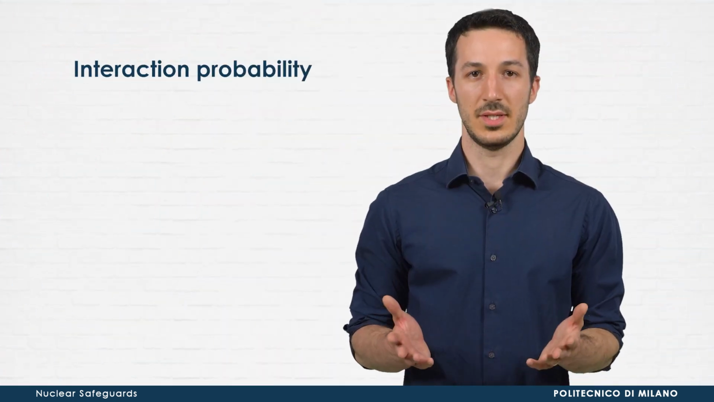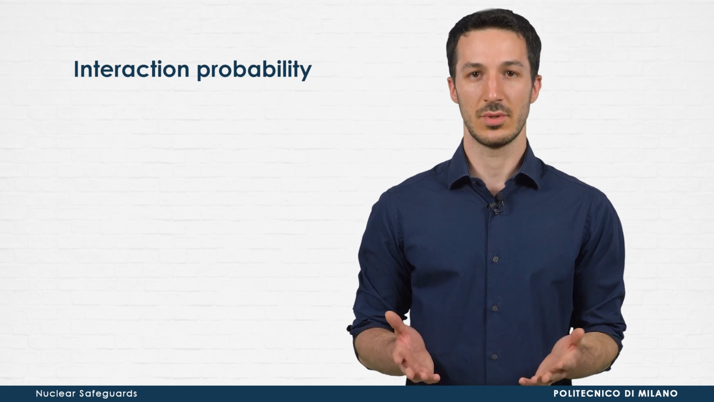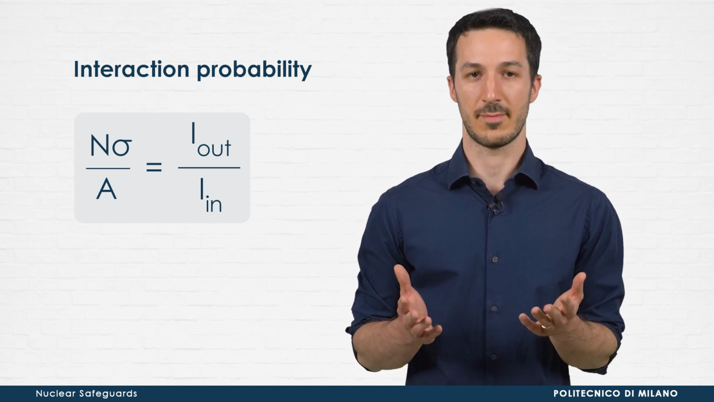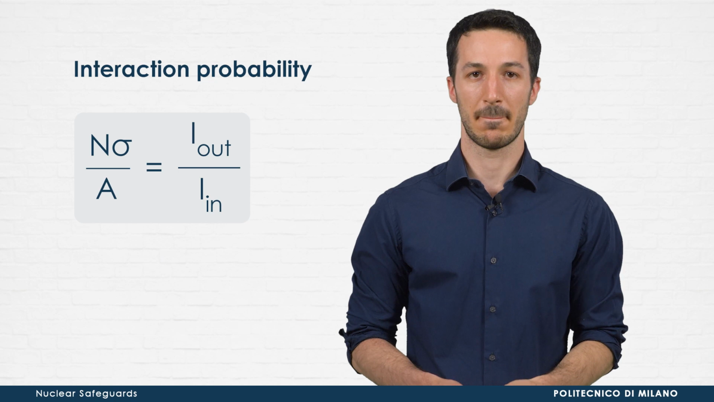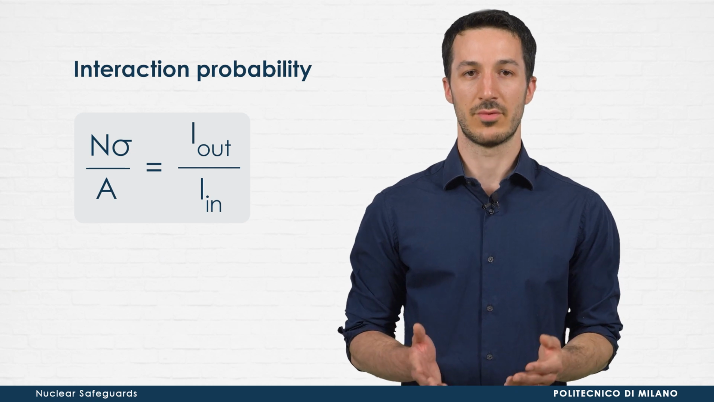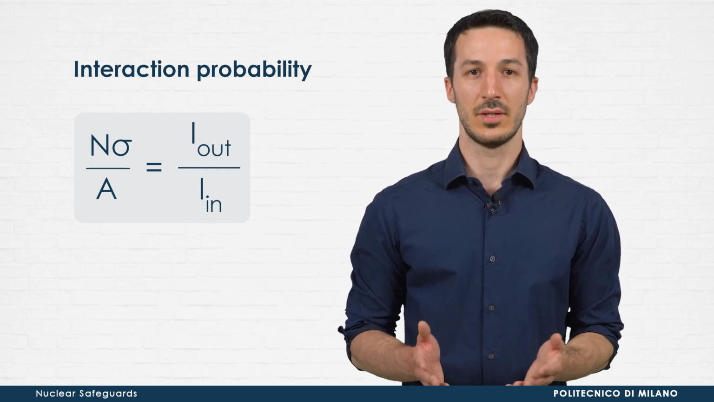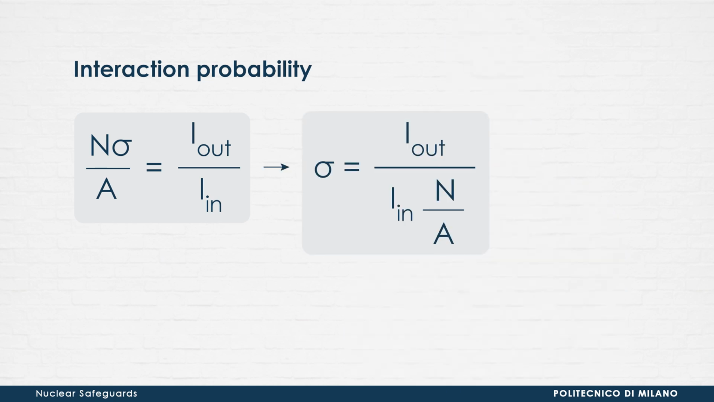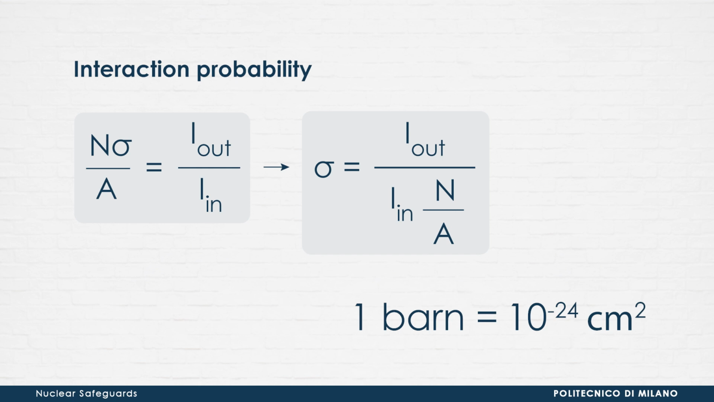In other words, this interaction probability corresponds to the ratio between currents of the protons produced by the reaction and of alpha particles delivered to the target. Those currents are measured during the experiment. Therefore, from the ratio of n sigma over A, you can derive the reaction cross-section. By definition, the reaction cross-section has the dimensions of an area. In nuclear physics, it is usually measured in barn, where 1 barn corresponds to 10 to the minus 24th square centimeters.